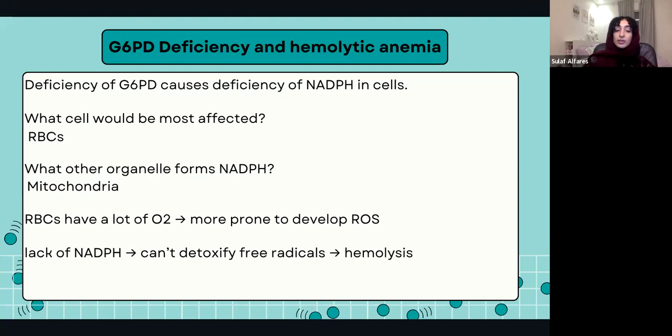The other reason is because red blood cells have a lot of oxygen, which means they're more prone to develop reactive oxygen species, because from the name, we need oxygen to create reactive oxygen species, okay? And if we don't have NADPH to detoxify the free radicals, it's going to lead to hemolysis. Remember, reactive oxygen species are going to cause a cell wall disruption, and they're going to cause DNA damage, okay? And this is basically going to lead to hemolysis of the red blood cells.